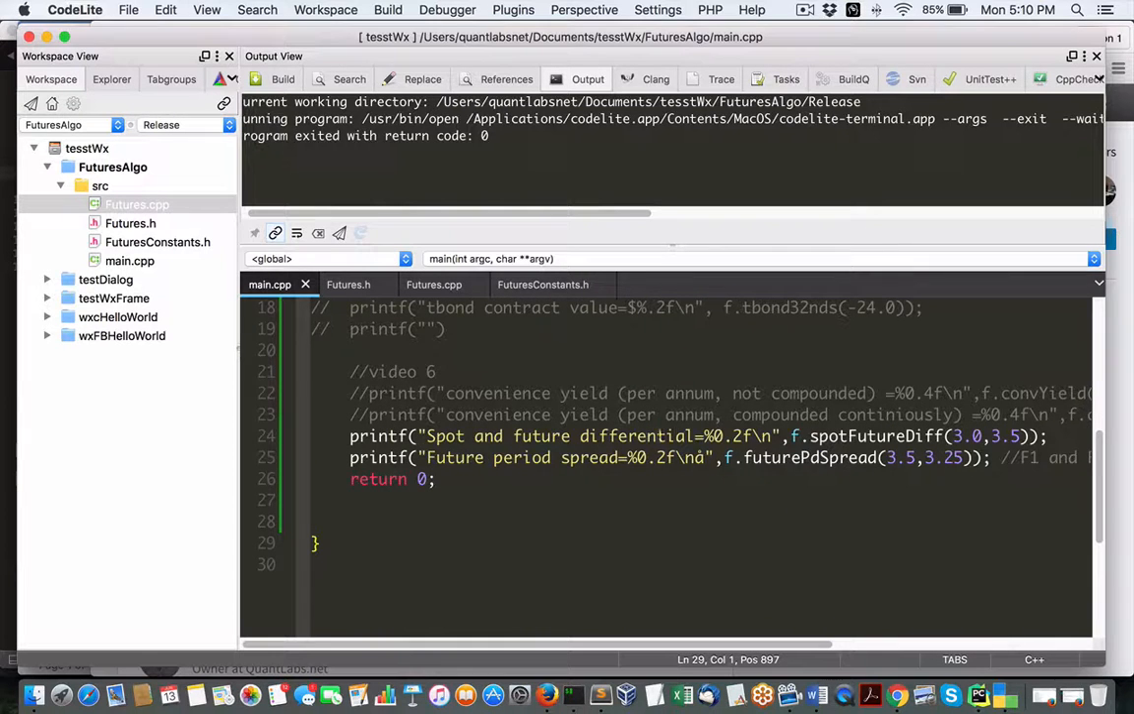And all we're doing is just running those two functions I just showed you. So here, for the spot future differential, this would be our spot of 3. Our future price would be 3.5. So we know the differential should be 0.5. Here the future price is the difference between the two periods of the future prices.